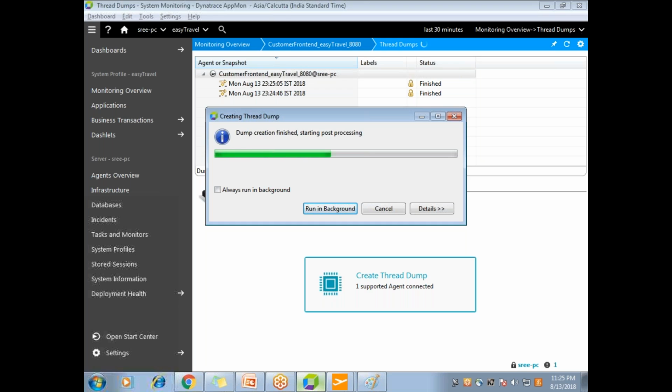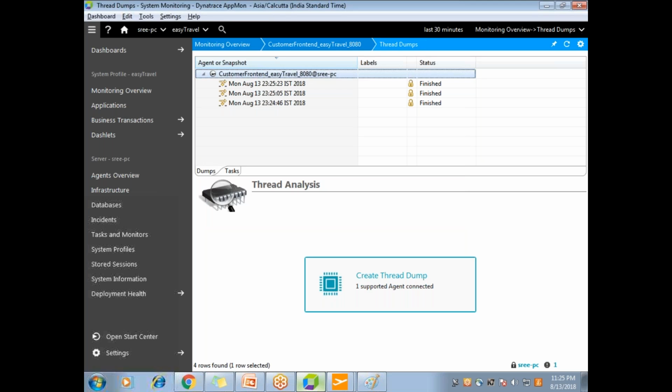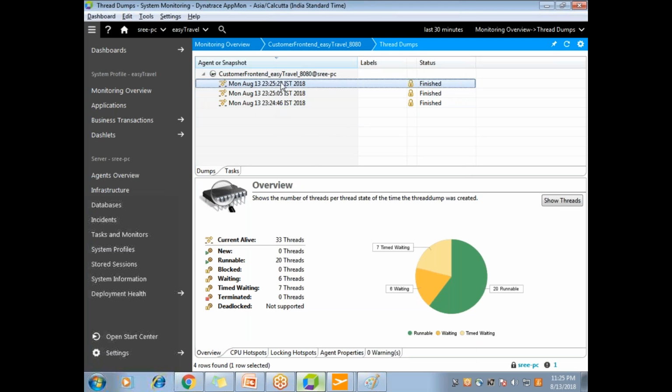A thread dump is what? A snapshot. You're going and you've taken a picture. What is that picture? It's your memory. It's a snapshot of that particular place at that point of time. You see, this is the memory snapshot at this point of time. At this point of time, how many threads were alive? 33 threads were alive. Out of that, how many were in runnable state? 20 are in runnable state.